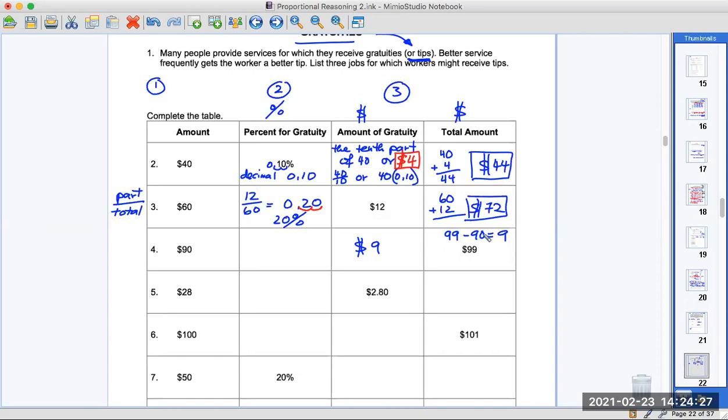So the total amount and the bill, there's a discrepancy, there's a difference, and the difference you find by subtracting. The word difference means subtracting. The bigger number minus the smaller number.